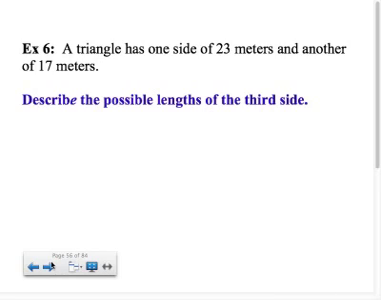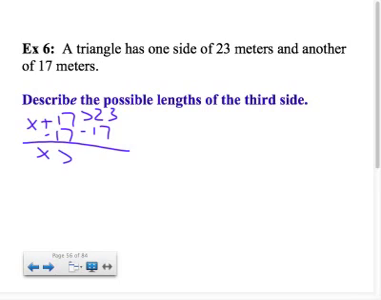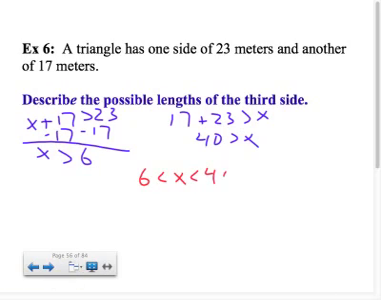So again, I would pause the video here and try this one on your own. I'm going to go ahead and do it anyway, so if you want to just stay with me, that's fine too. Again, I'm going to assume that x is the smallest side first. So x plus 17 has to be greater than 23. So I subtract my 17 from both sides. So x has to be bigger than 6. And then I'm going to assume that x is the longest side. So this says 40 is greater than x. So in other words, your final answer, x has to be somewhere between 6 and 40.